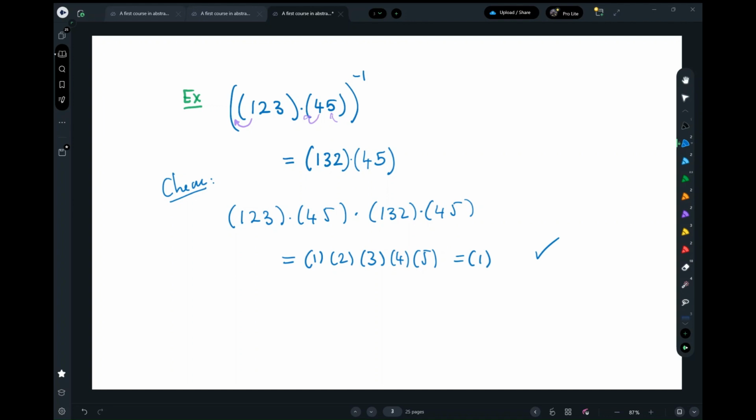So anyway, that's all I wanted to show you here, an example of how to build the inverse of a permutation. And next we're going to talk about the alternating group.